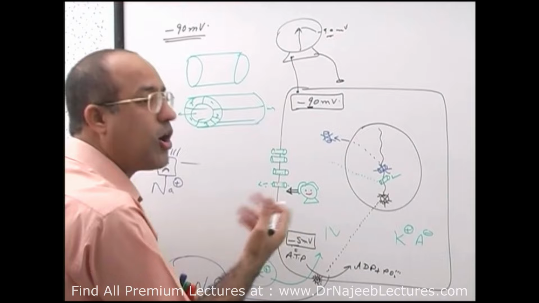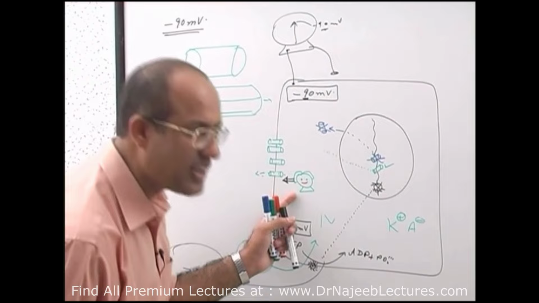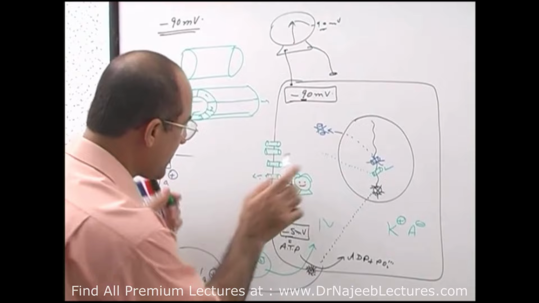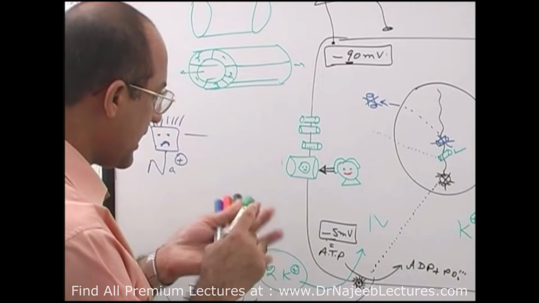Now, what will be the driving force for the potassium to move out? The driving force is concentration gradient. Is that right? Now, let's see what really happened. I will make a big channel here so you really see what happened. Now, this potassium has a very strong concentration gradient. Yes, please. Concentration gradient outward.